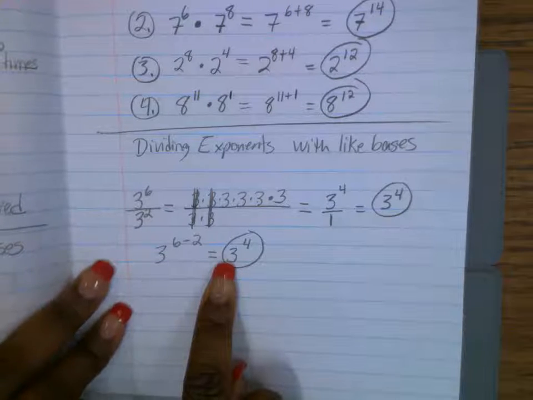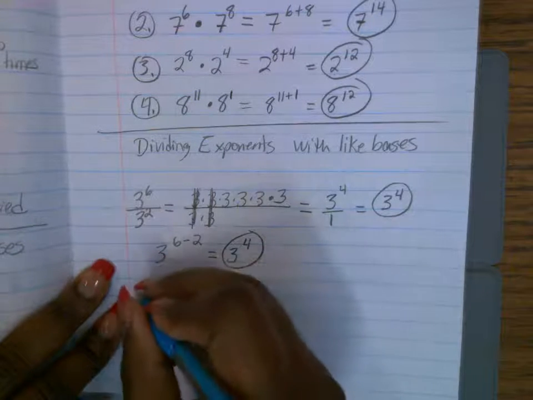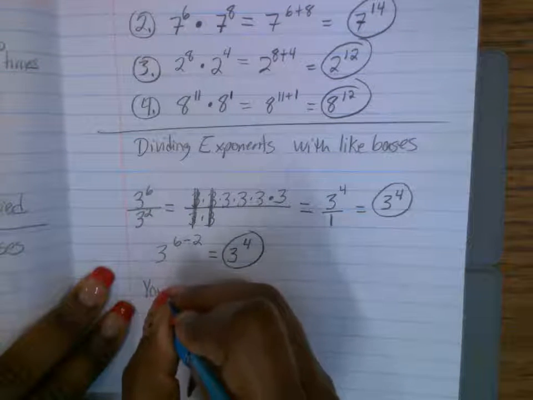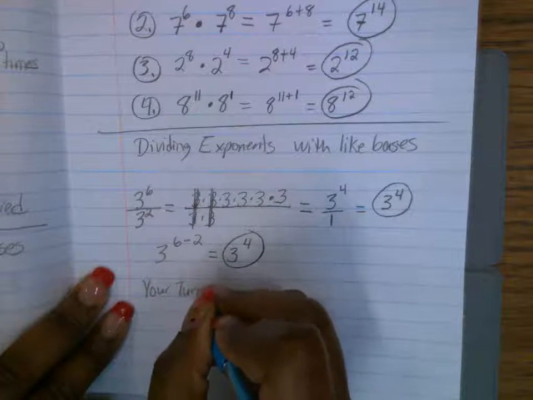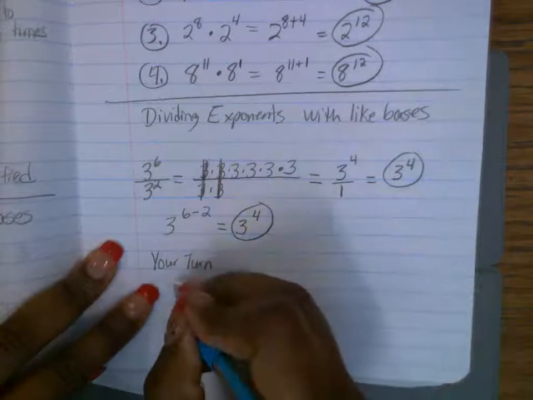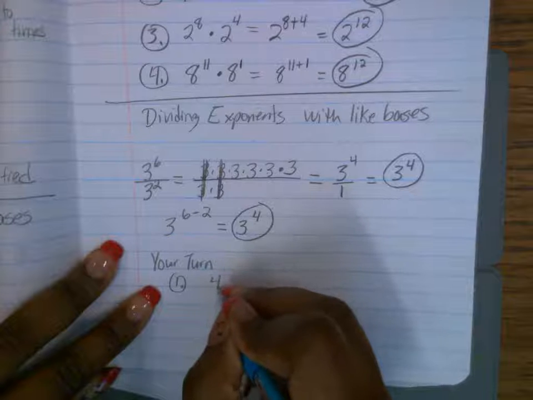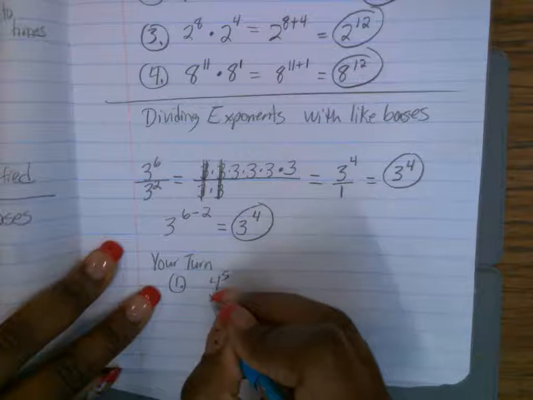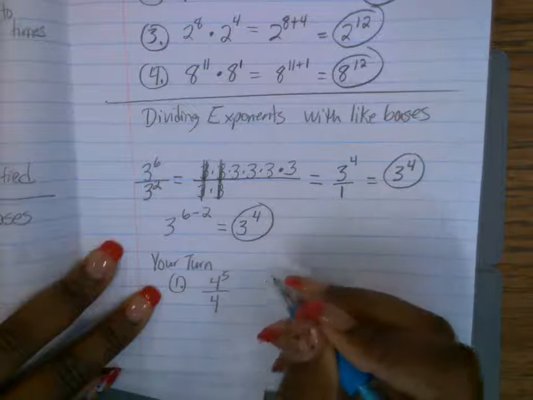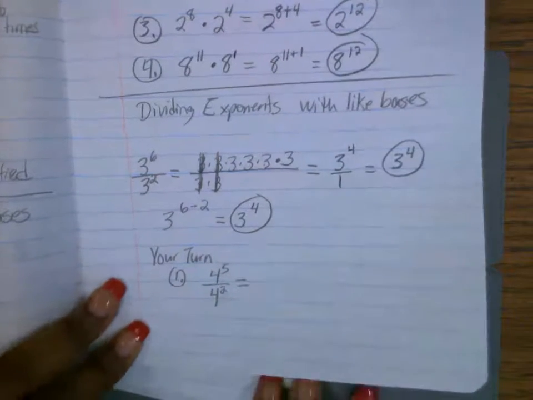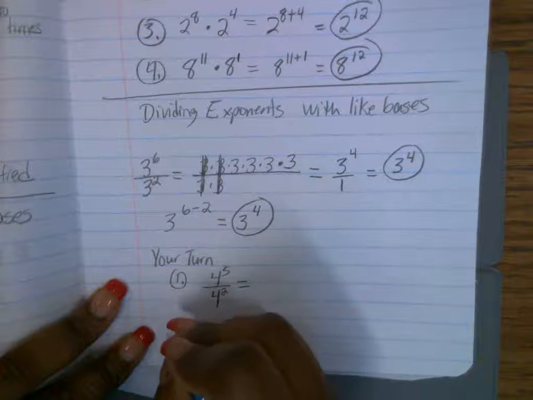Okay. All right, so now let's try this one. Let's do this one. All right. Let's do 4 to the 5th power divided by 4 to the 2nd power. Okay. Now let's do this one.